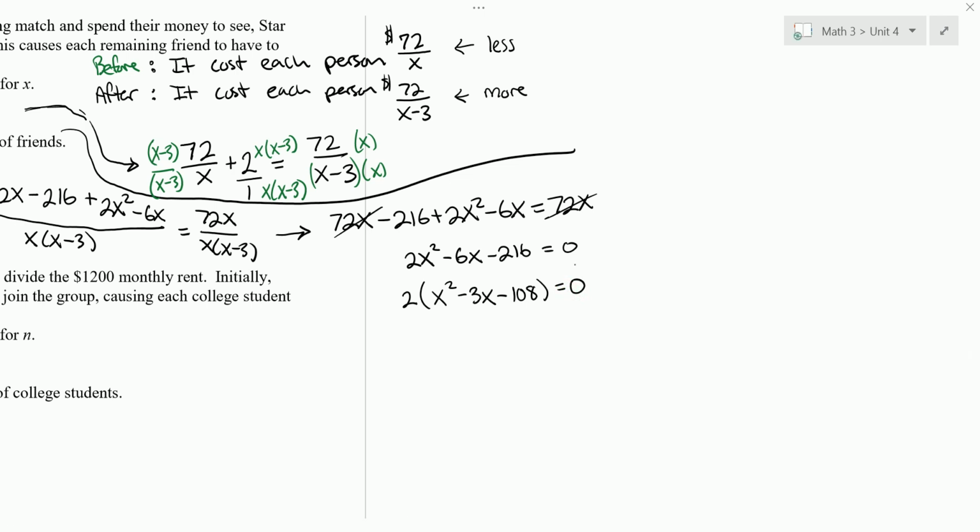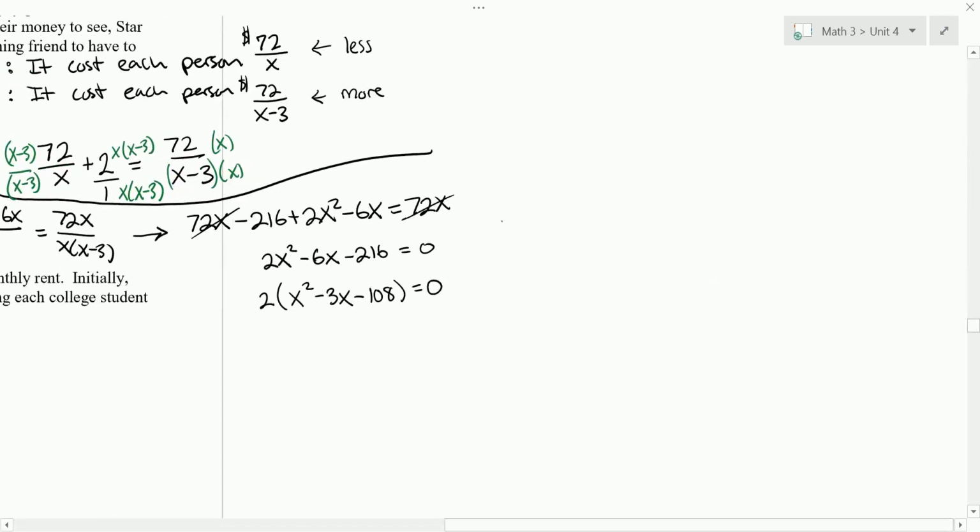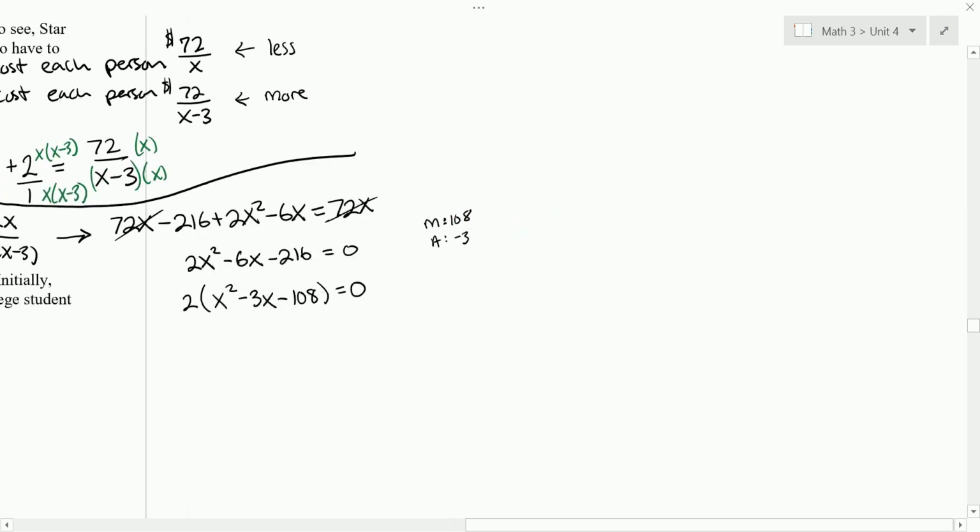I'm looking for two numbers that multiply to 108 and add to negative 3. To help me think through this, I'm going to think of factors of 108. What times what is 108? 108 is even, so 2 times something, 2 times 54, that's even as well, so 2 times 27, and 27 is 3 times 3 times 3. So 108 is 2 times 2 times 3 times 3 times 3.